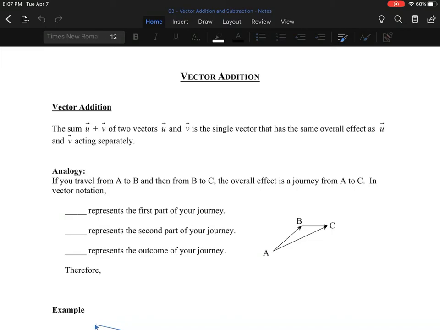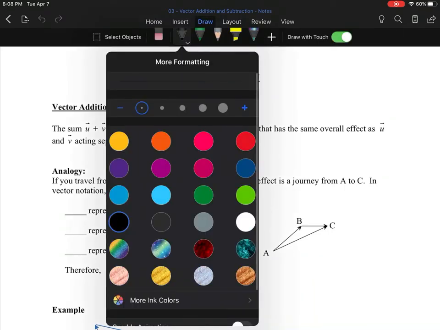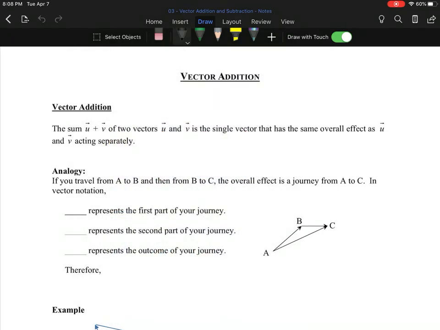Okay, today vector addition and subtraction, and let's start with talking about addition. Vector addition, when we want to add two vectors together, what we mean is the sum u plus v, that is u vector plus v vector, is the single vector that has the same overall effect as u and v acting separately.